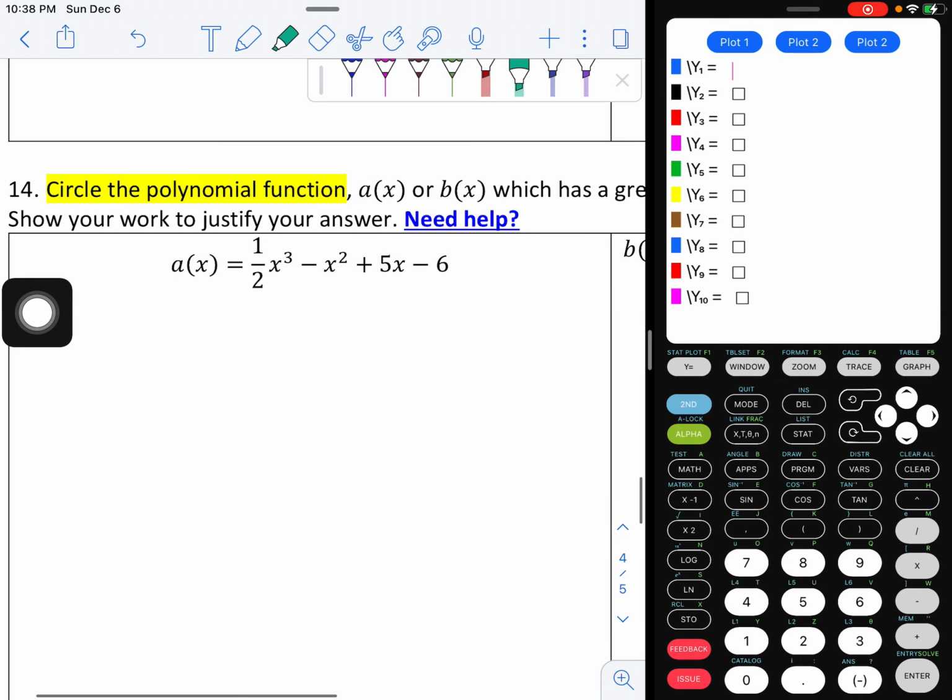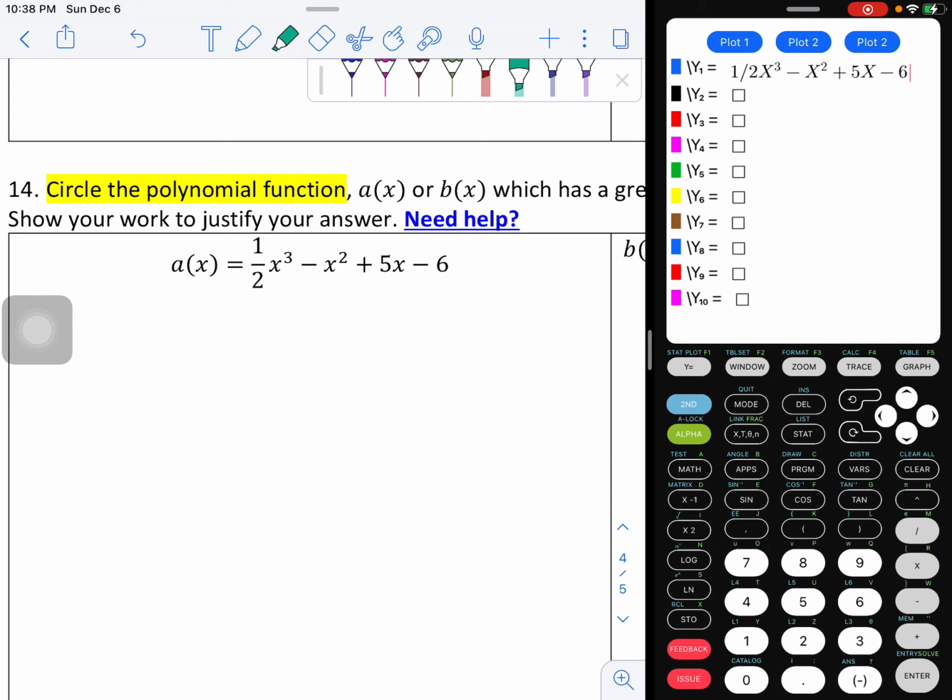The TI-84 had the last problem in here, so I'm just going to clear it all out. I'm going to zoom in so I can see that a little better, and I'm going to put this function into the calculator. Now, I don't worry about fractions. I just do 1 divided by 2, then x to the third, get out of the exponent there, minus x squared plus 5x, and then minus 6.